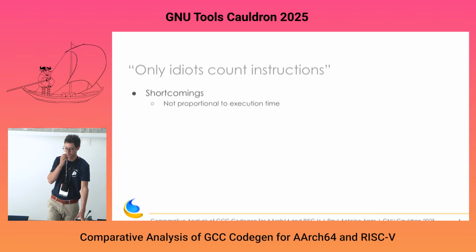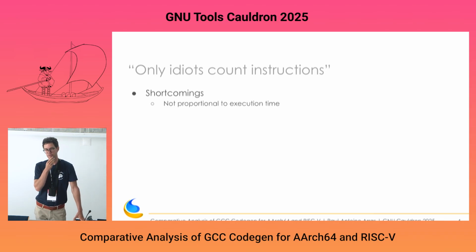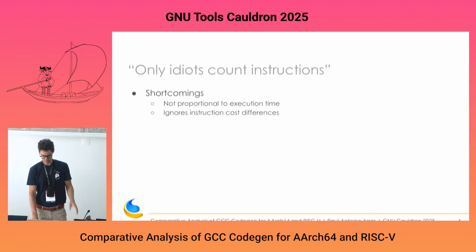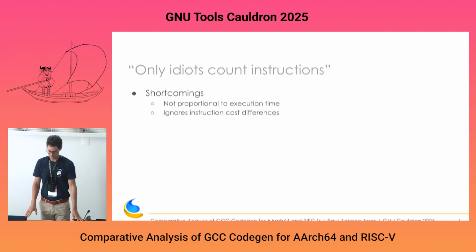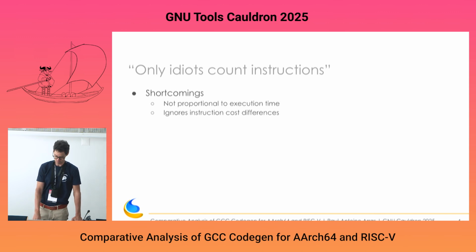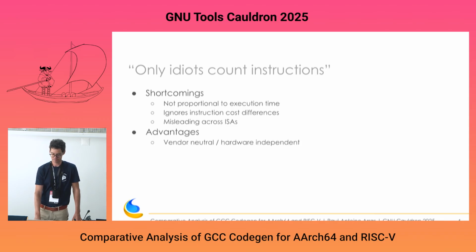So first, everybody knows the pitfalls and the shortcomings of counting instructions as a proxy of performance. First, obviously, it's not directly proportional to execution time. Also, it ignores the differences in cost between different kinds of instructions. And also, and that's important for this particular study, it can be misleading to compare the instruction counts between different ISAs, so in this case between AArch64 and RISC-V.